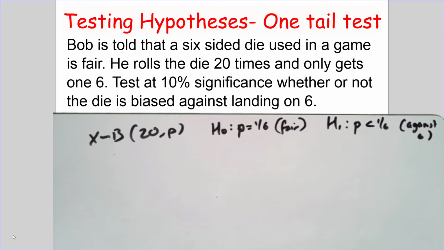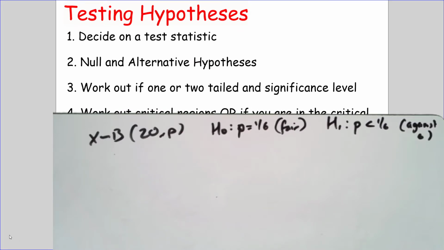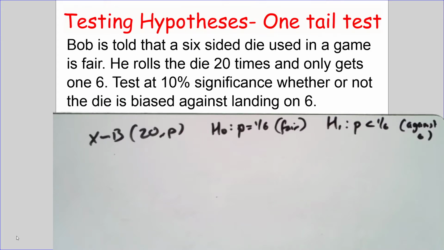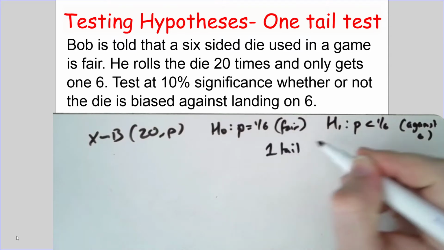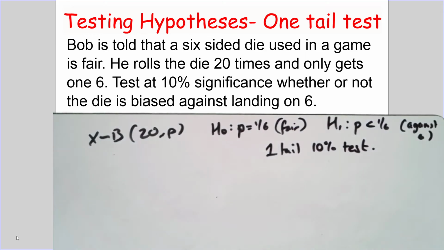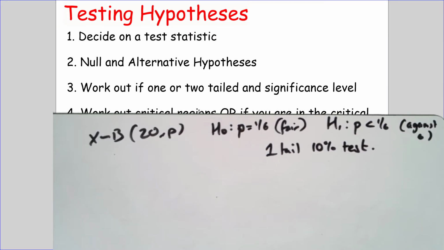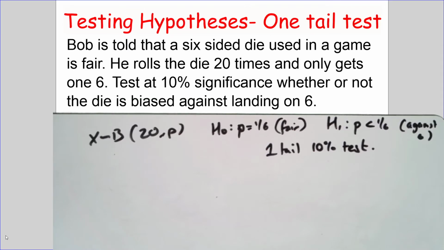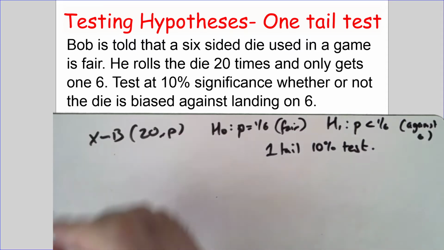So step 3, if we flick backwards, is to work out if this is a one-tail or two-tail and work out our significance. So this is a one-tail because there's only one option here. 10% test. So this is step 3. Step 3 is really just deciding exactly how we're going to calculate this. Step 4 is to work out the critical regions or see if we're in the critical region. Now we're on the right page. We kind of find the critical regions. So let's try doing the critical region.